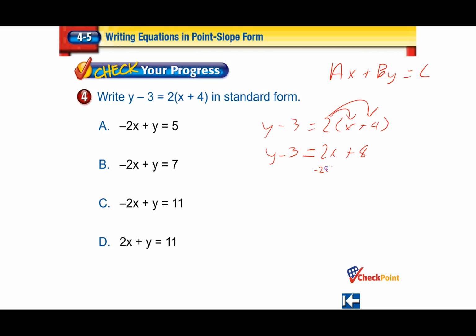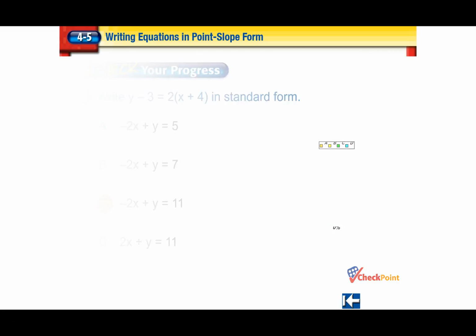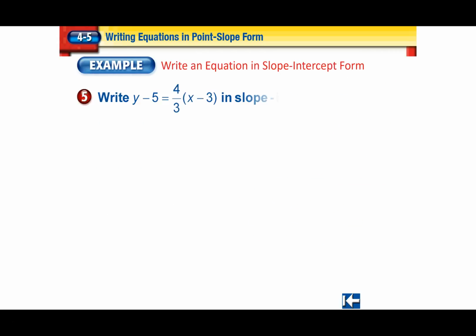So subtract 2x. Subtract 2x is going to put that all by its lonesome over here. Negative 2x plus y minus 3 equals 8. I'm going to add 3 because it's not quite in this form. Gives me negative 2x plus y equals 11. There's my answer. Keep going. All right, almost done.